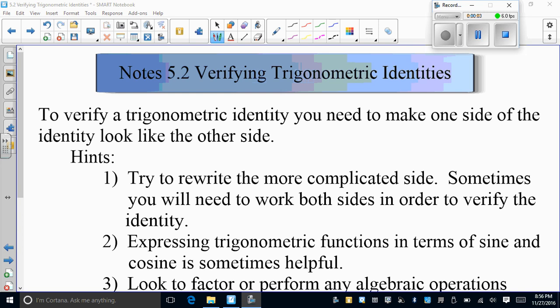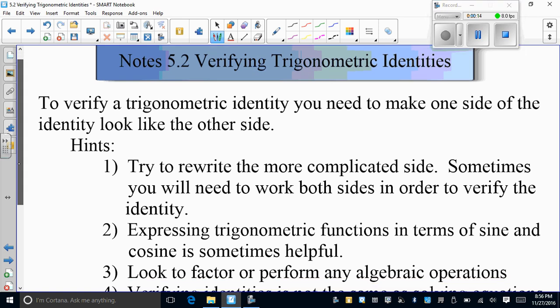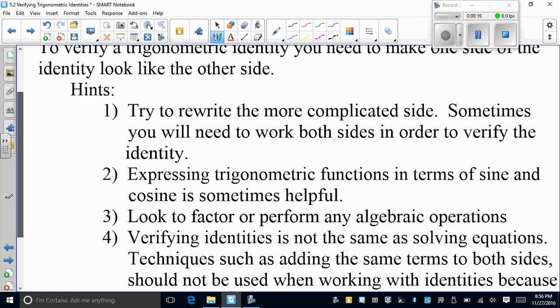To verify a trig identity, you need to make one side of the identity look like the other side. Now, note that these will always work. Sometimes you can't say, oh, this is step one, this is step two. No. Try to rewrite the more complicated side. Sometimes you'll need to work both sides in order to verify the identity.